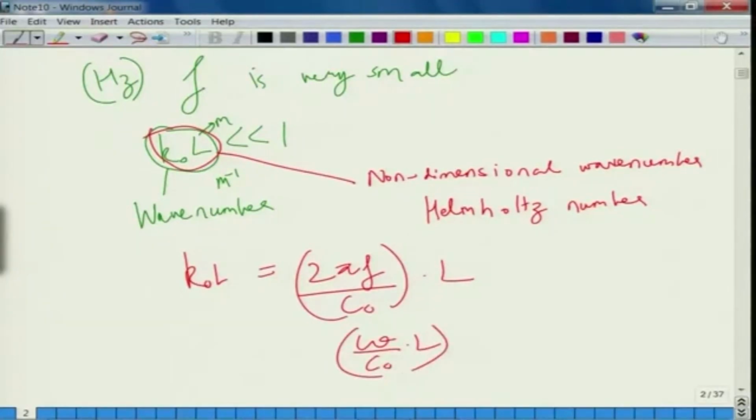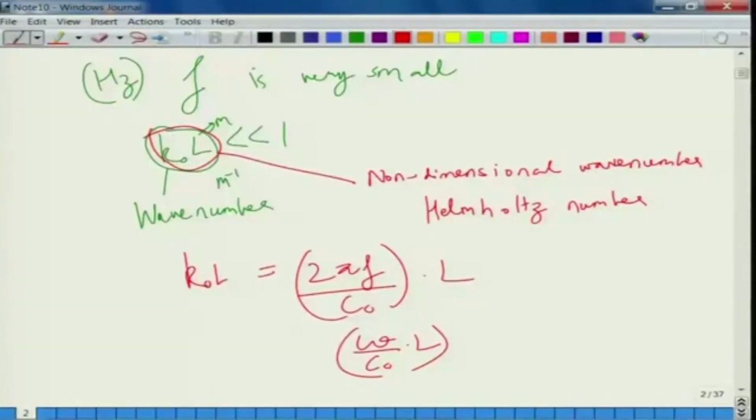So, obviously, when f is small, your k naught L or wave number is also small. But you can also have situations where the frequency is very low, 10 hertz, 20 hertz, 50 hertz, less than 100 hertz in general, but the length is large. The entire effect will be that a lumped approximation may not be valid, if the length or the characteristic dimension is very large and you are yet in the low frequency domain. So, the more fundamental definition is that the Helmholtz number k naught L should be much less than 1.